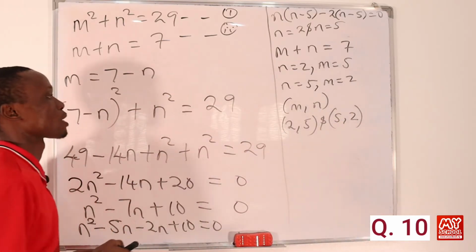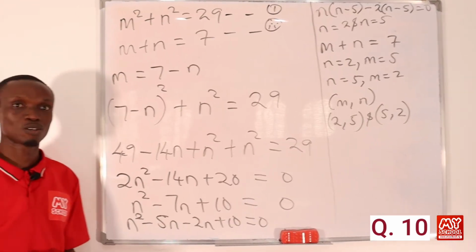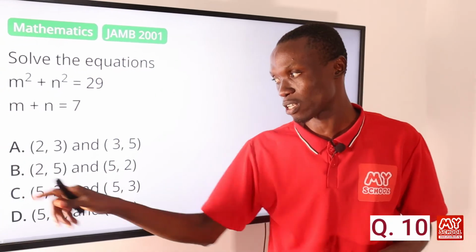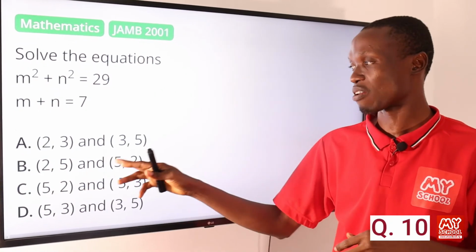Okay, so let's return back to the screen to pick the correct answer to this question. Okay, so that makes option B the correct answer to this question, 2 and 5 and 5 and 2.